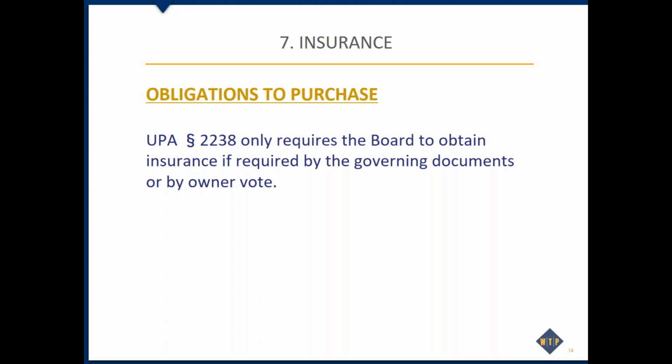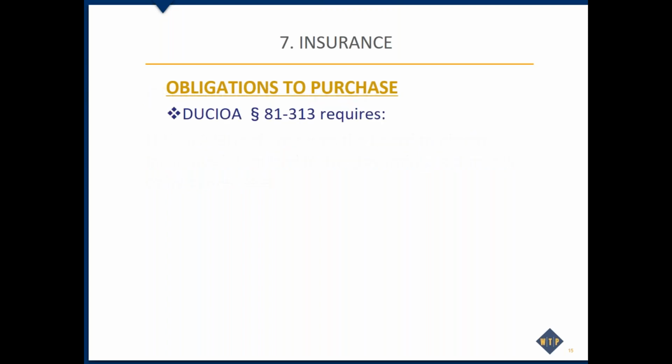The Unit Property Act, Section 2238, only requires the board of the association to purchase the insurance that's required in the governing documents. Okay, so that's not very detailed in the statute, right? So what happens there is you have to go to your governing documents. Most governing documents in a condominium will be specific as to what's required, but some are not. But that really sends you back to your governing documents. Not very specific. But let's jump to the new statute, the Iowa statute.